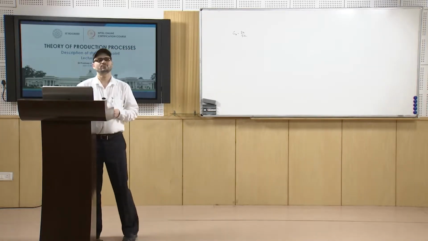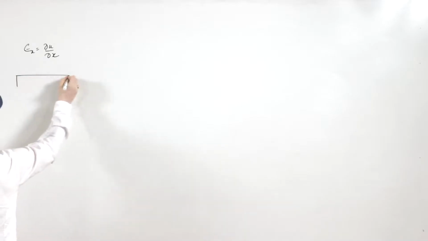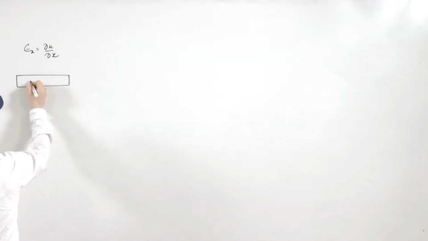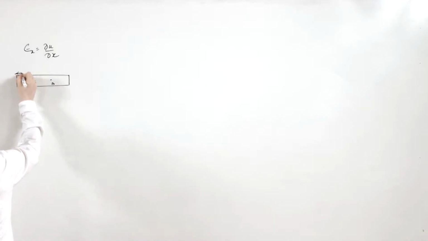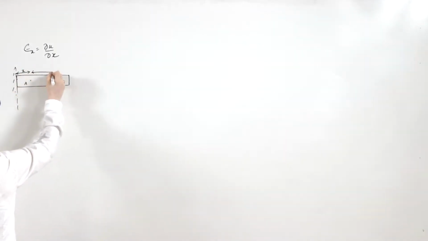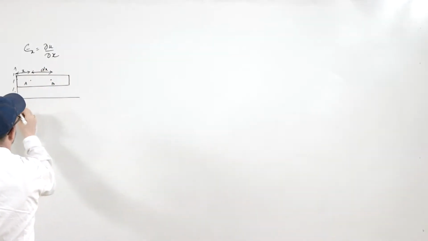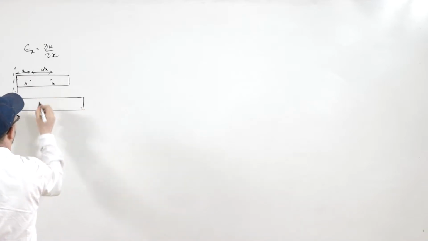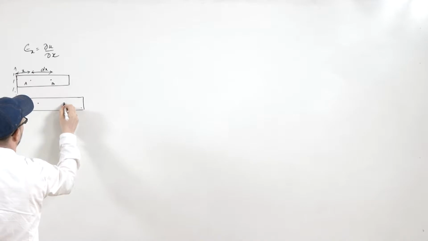Now, how does this come about? We can see that if you have a bar with two points A and B, where point A is at distance x, and the separation between them is dx, suppose. Then the bar changes to this length: A came to this point and B came to this point.